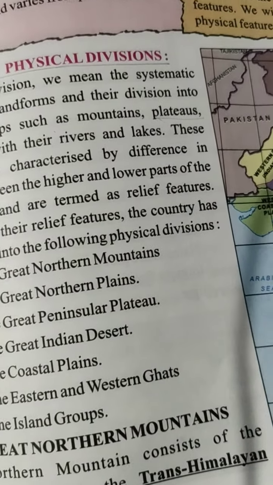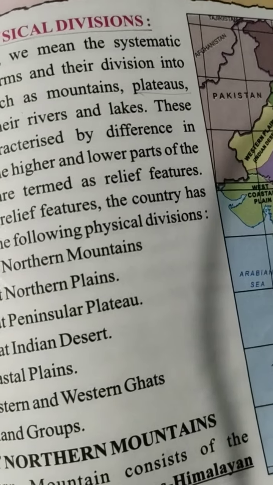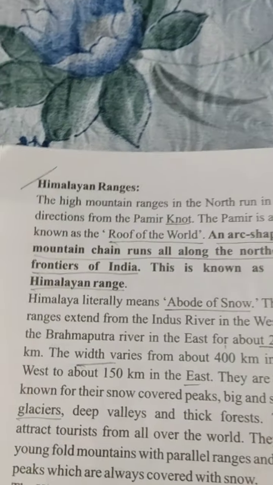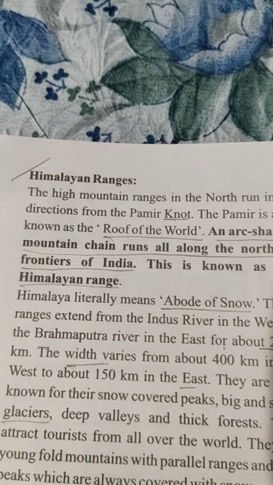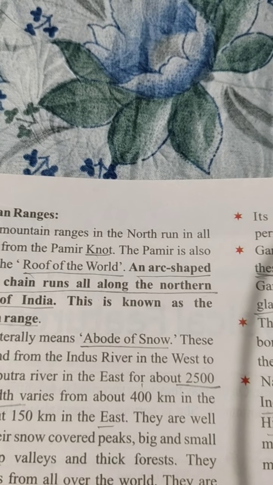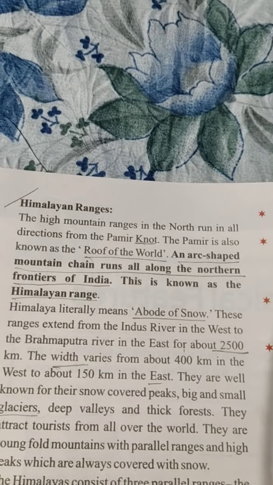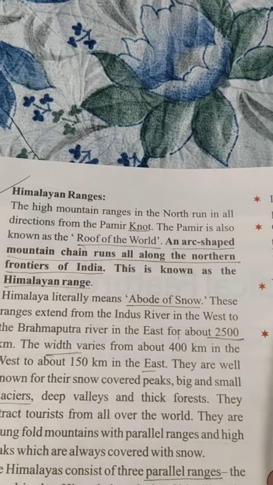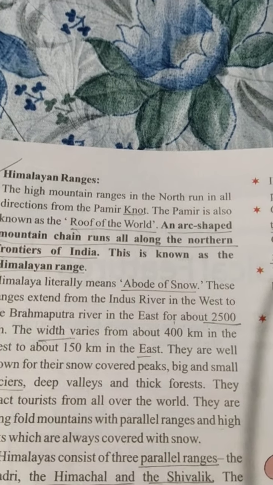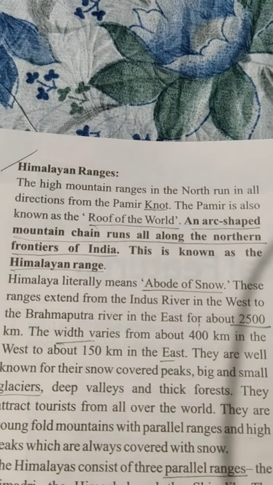Children, turn the page. Now we will discuss the Himalayan ranges. The high mountain ranges in the north run in all directions from the Pamir. The Pamir is also known as the roof of the world. An arc-shaped mountain chain runs all along the northern frontiers of India. This is known as the Himalayan range.